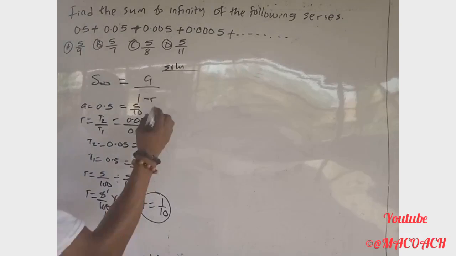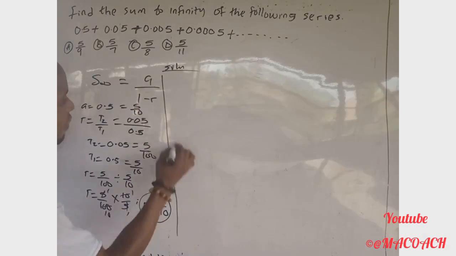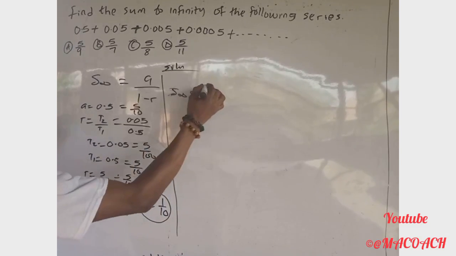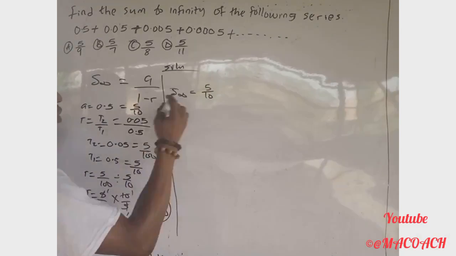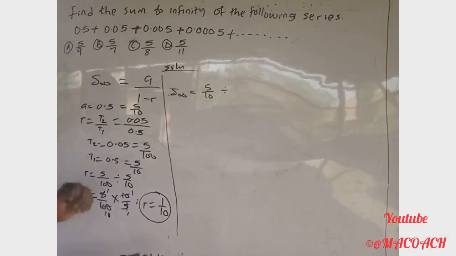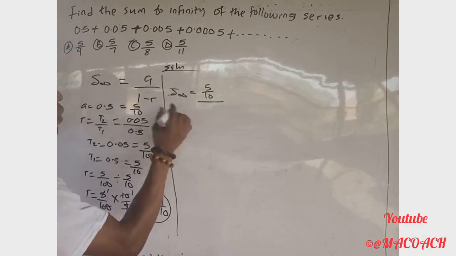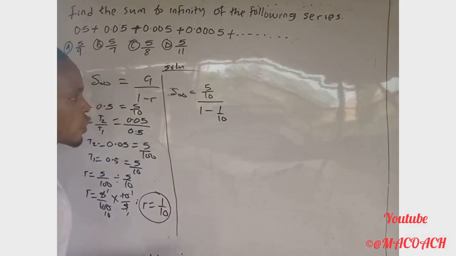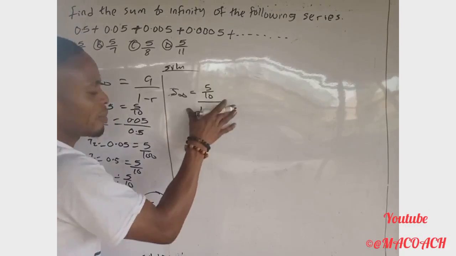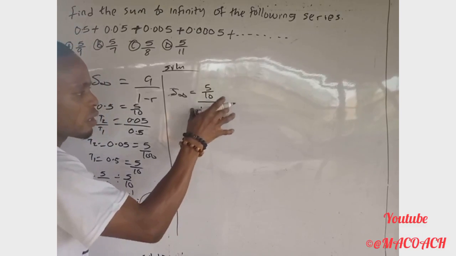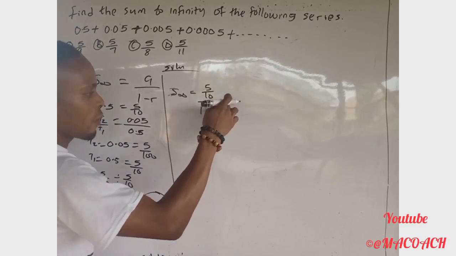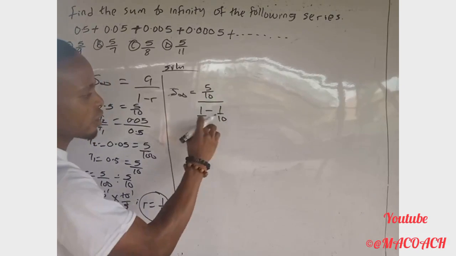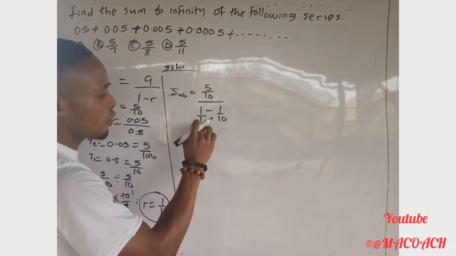So let's put it into our general formula. So our general formula, we have it like this. We have our sum to infinity is equal to a, where a is equal to 5 over 10, divided by 1 minus our r, we get 1 over 10. So in this place, if you see mathematics like this, first of all, you find the LCM of the numerator here. We have 1 here, we have 1 over 10 here. So to make this function as this, divide over 1, and find the LCM of 1 and 10, we have 10.